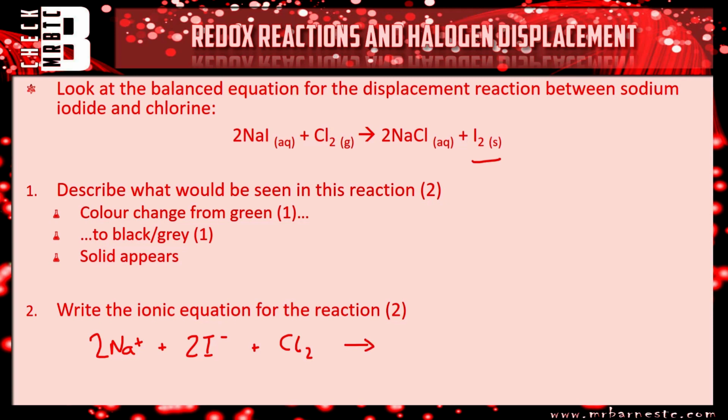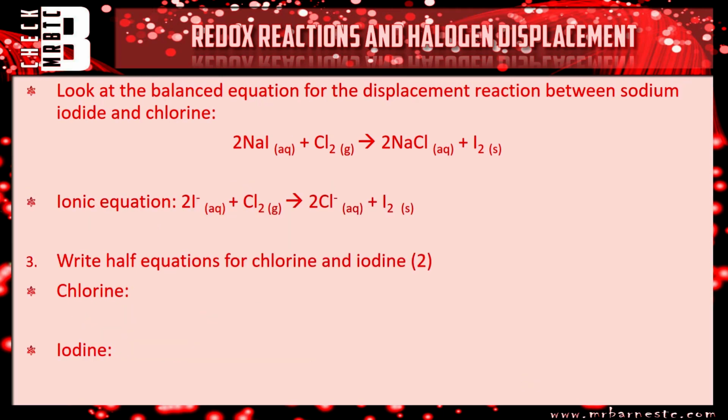That then goes over to the same 2Na+, but in this case I've got chlorine as part of my aqueous solution, so I'm going to have 2Cl- and I2. The next thing you want to do is remove the things that are the same on both sides, which is my 2Na+, and therefore your ionic equation is 2I- plus Cl2 goes to 2Cl- plus I2. You get 1 mark for the left hand side and 1 mark for the right hand side.